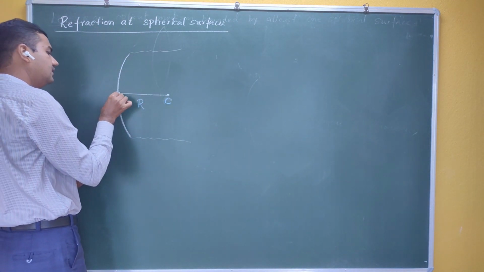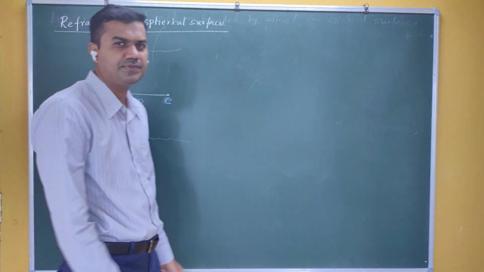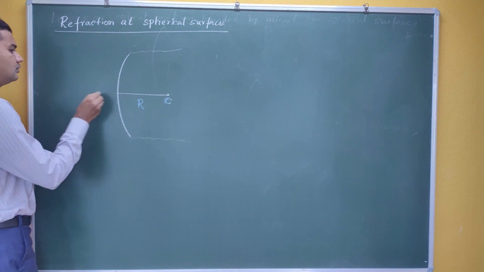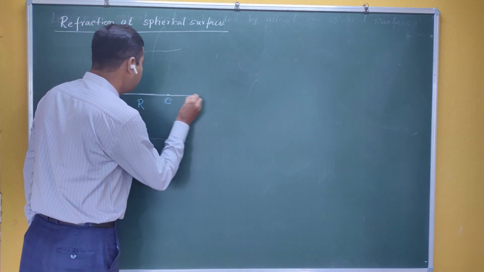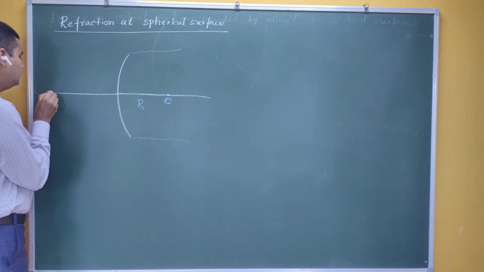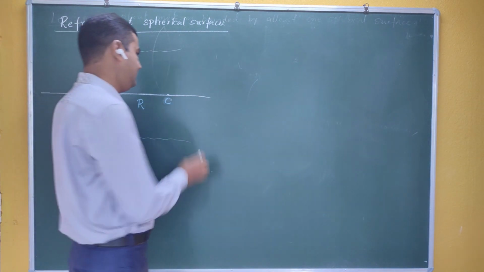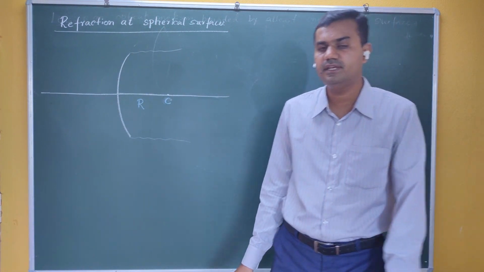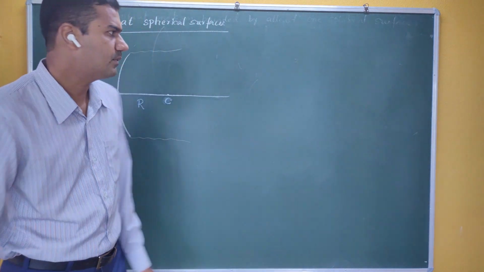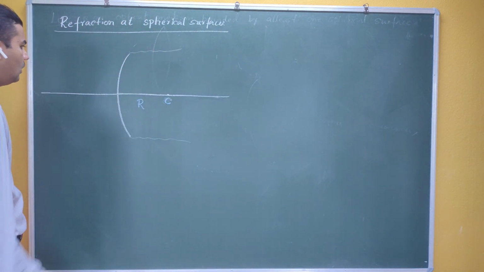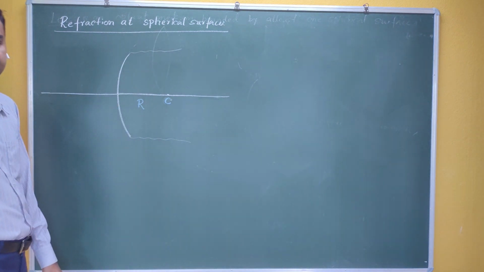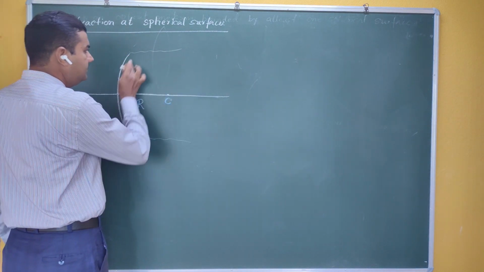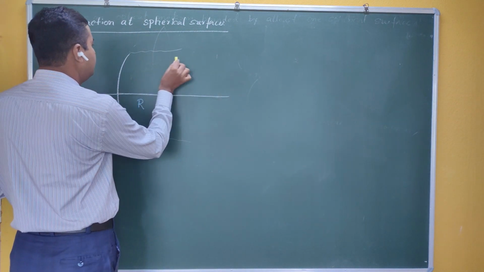You know that the geometrical point of this spherical surface we call the pole. So this is the pole here, and the line which passes through the pole and the center of curvature is called the principal axis. These are the same notations as we use in the case of spherical mirrors, because it is a spherical surface. Somewhere here is the pole. This is a denser medium. This particular region is a denser medium.